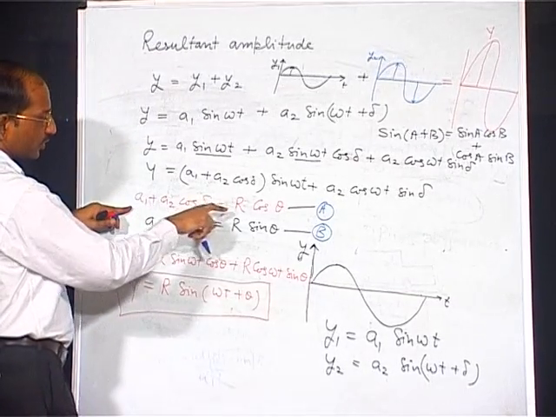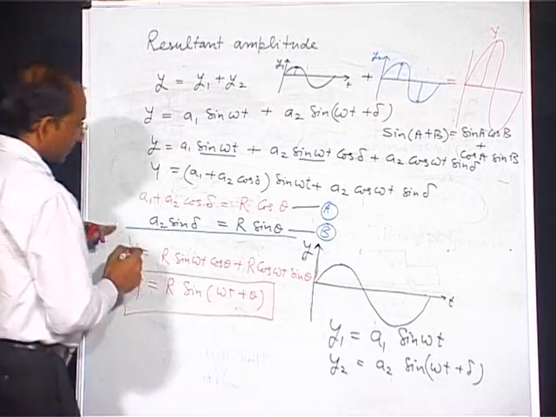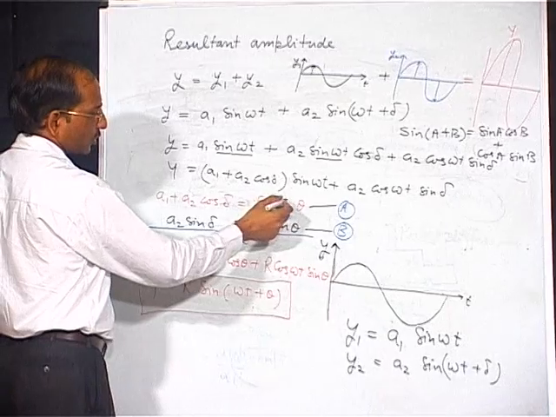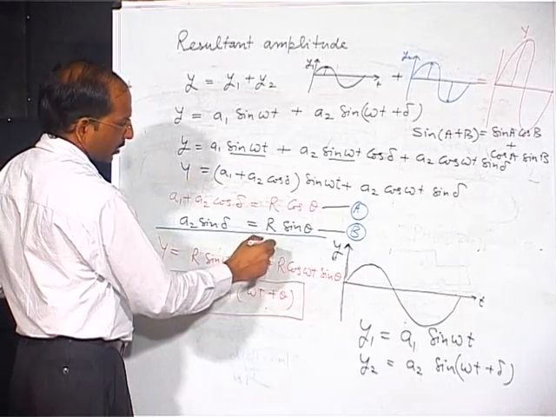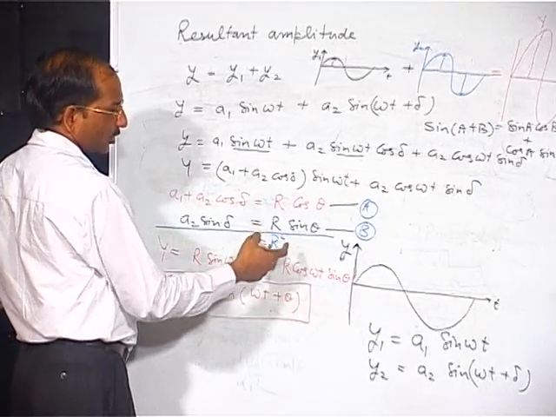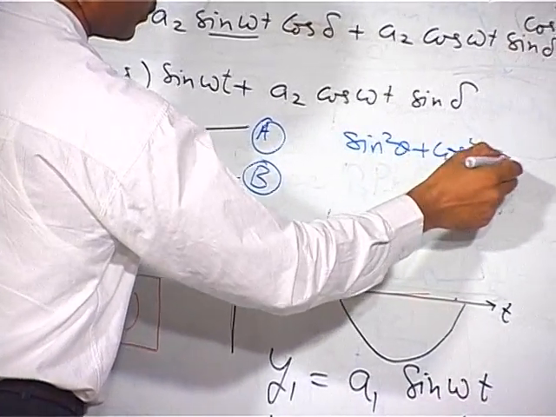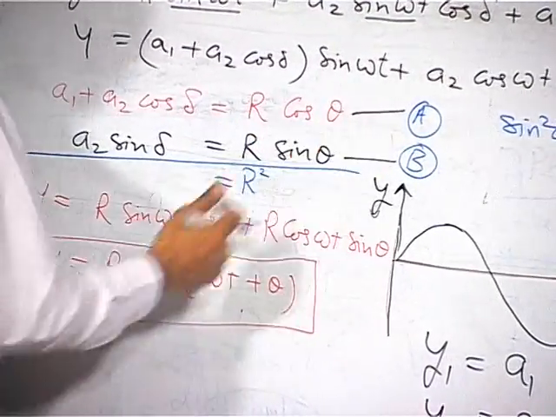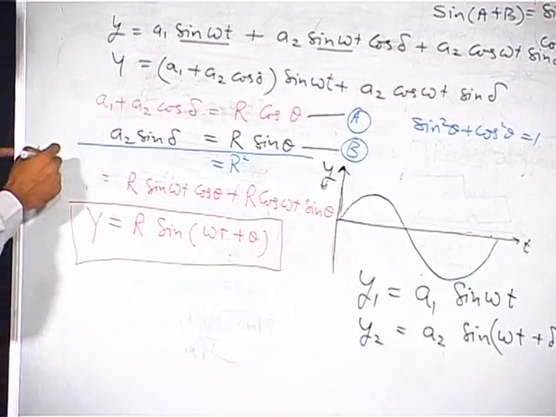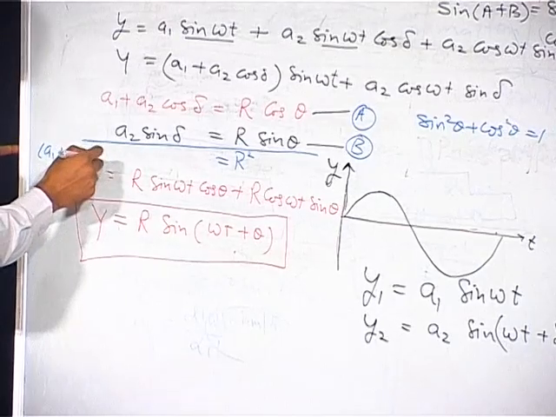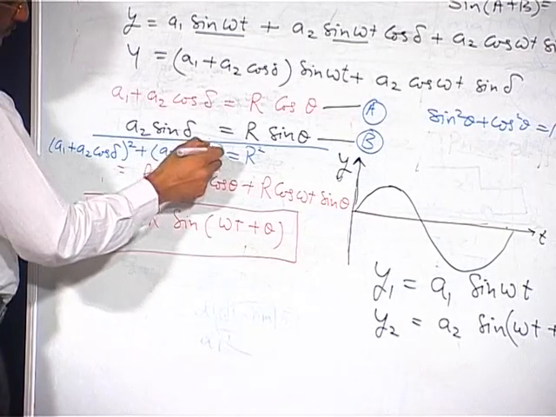I am squaring both sides of equation A and of equation B, and then adding them. So, this is r square cos square theta plus r square sin square theta. When I add these two equations, this becomes r square times sin square theta plus cos square theta, which is equal to 1. So, the right hand side is equal to r square, and the left hand side is a1 plus a2 cos delta whole square plus a2 sin delta whole square.